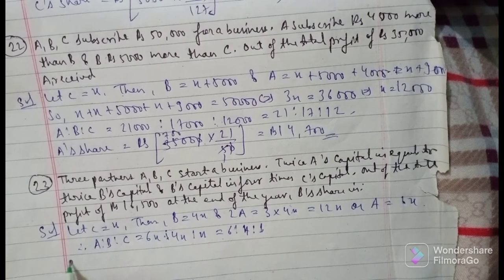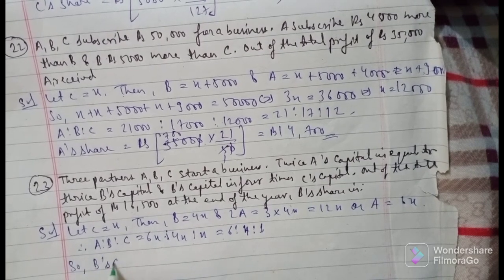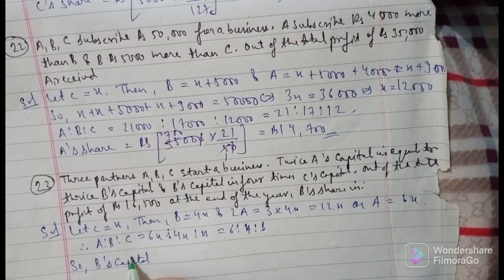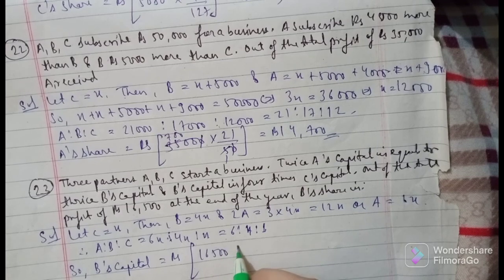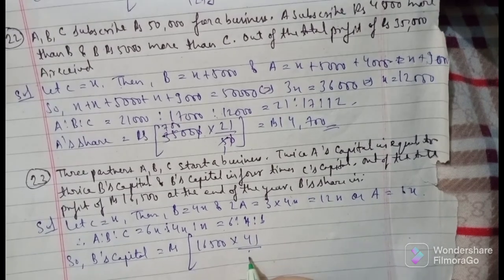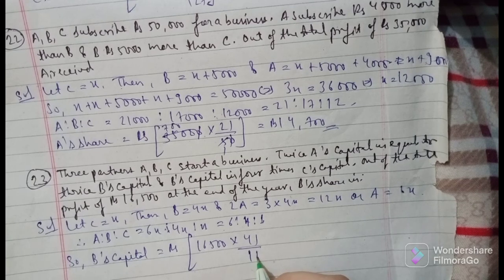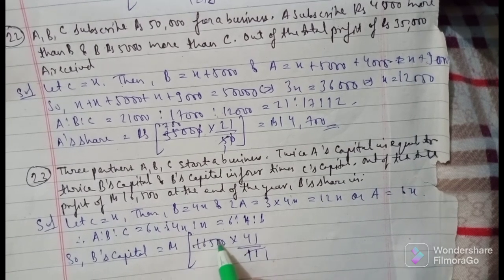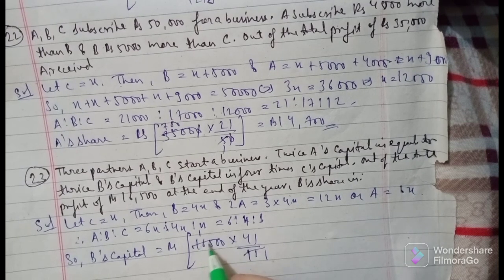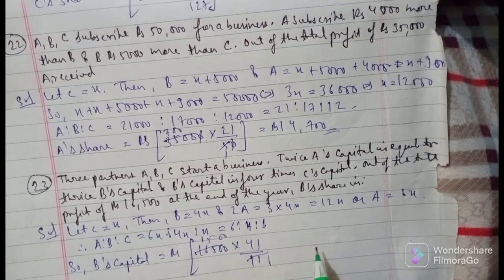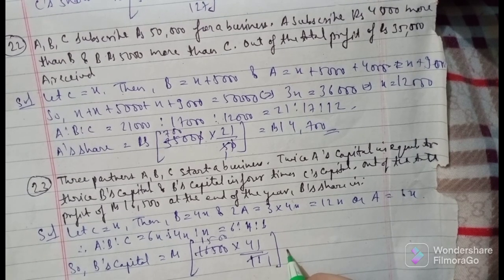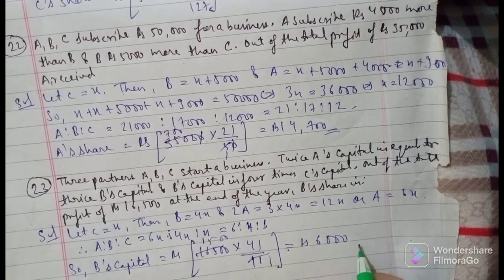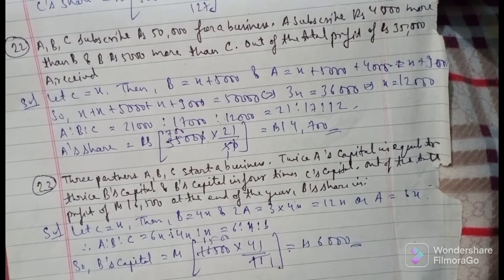So b's capital equals rupees 16,500 into 4 upon 11. 11 ones are 11. 11 ones are 11. And then 5 11s are 55 and zeros. So we'll get here rupees 6,000. That we get as an answer.